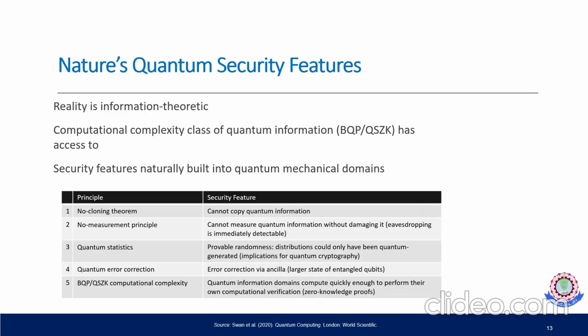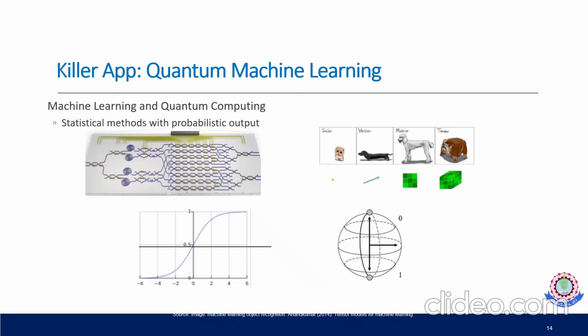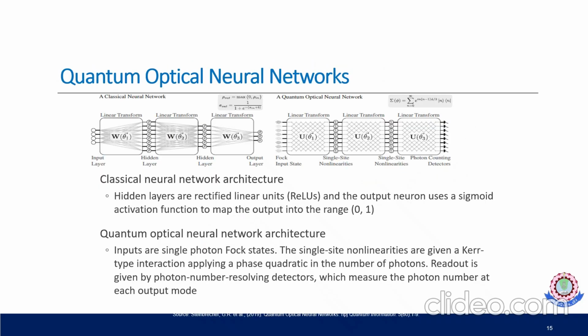Reality is information theoretic. The computational complexity class of quantum information has access to security features naturally built into quantum mechanical domains. So the principle is that it is going to deliver the no-cloning theorem, the no-measurement principle, quantum statistics, quantum error corrections, and computational complexity. Killer app: quantum machine learning and quantum computing, statistical methods with probabilistic output.